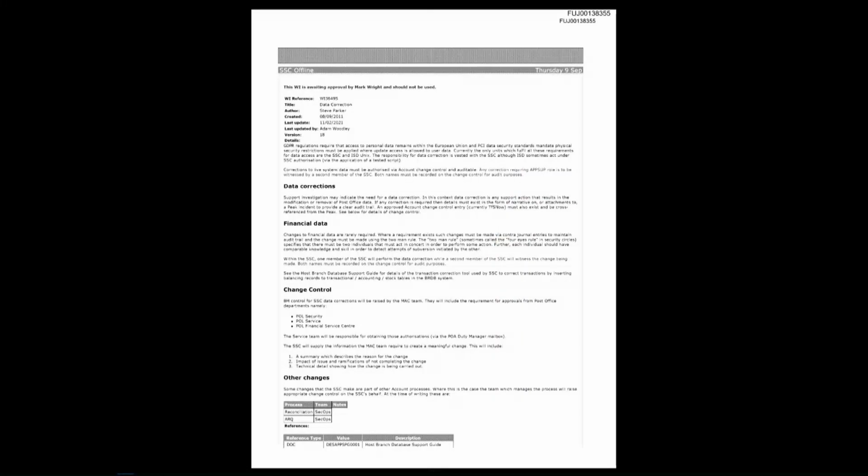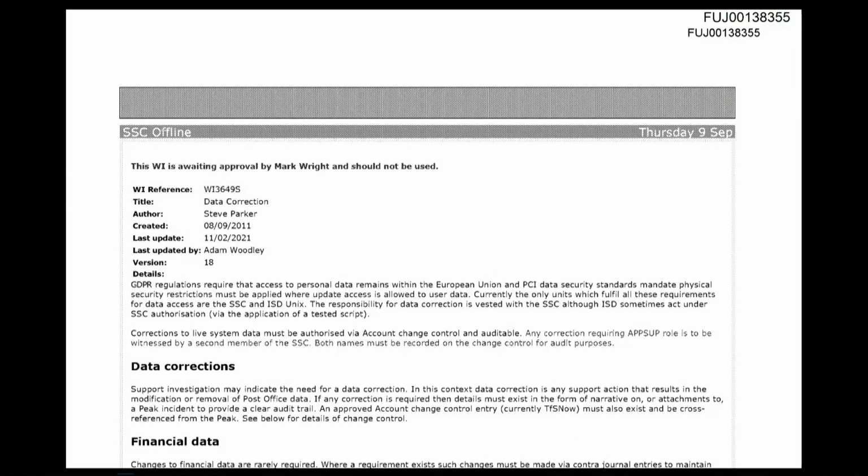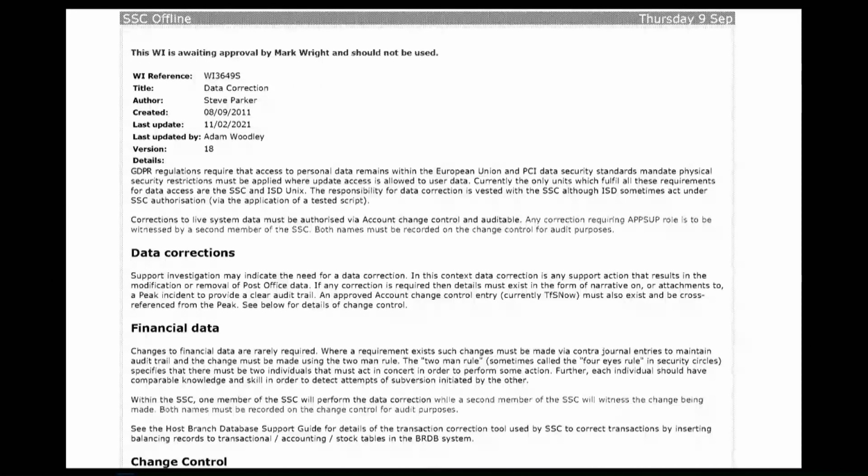Can we go, please, to FUJ 0013 8355? Can you see that this is a document created by your manager, Steve Parker, on the 8th of September 2011, and was last updated by somebody called Adam Woodley in February 2021? Yes.